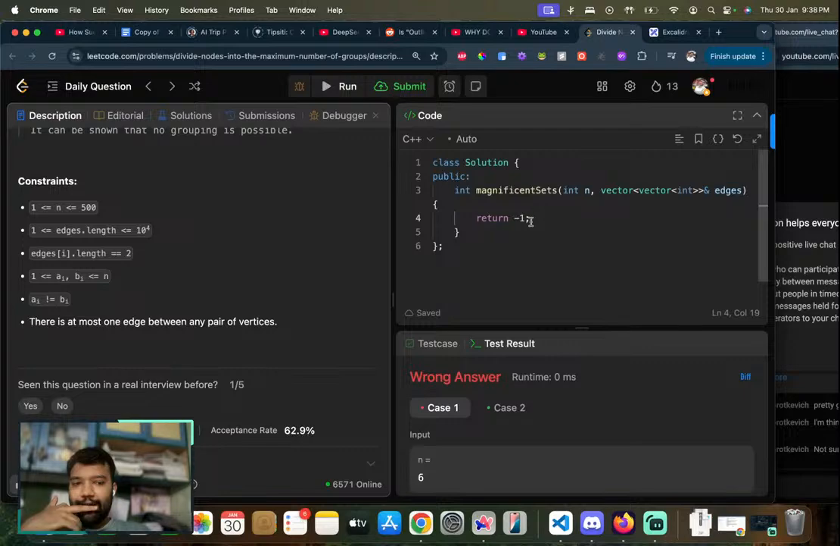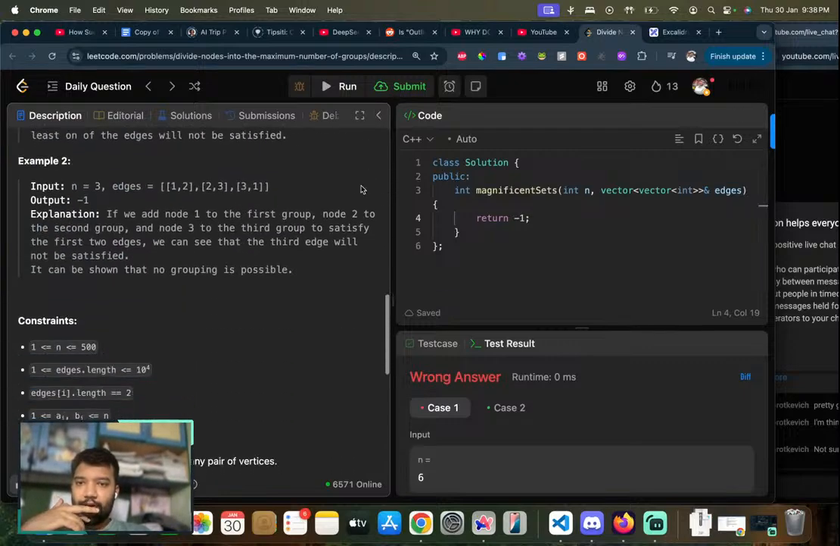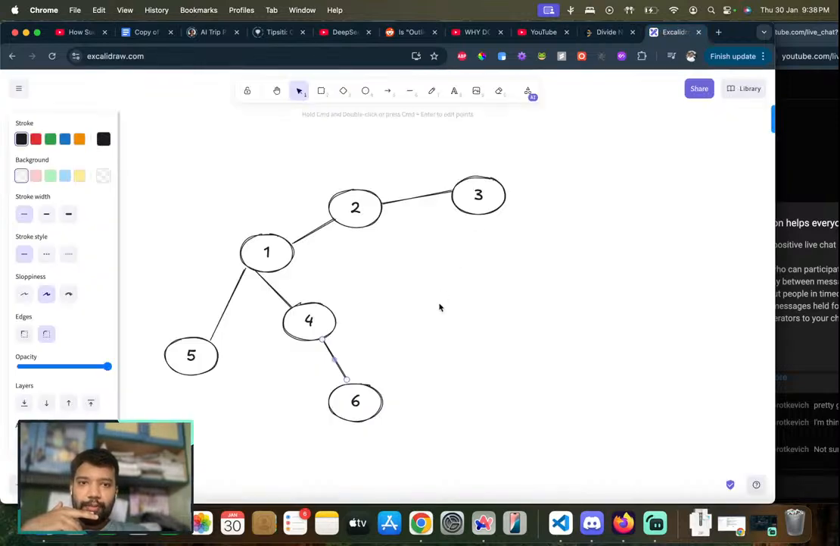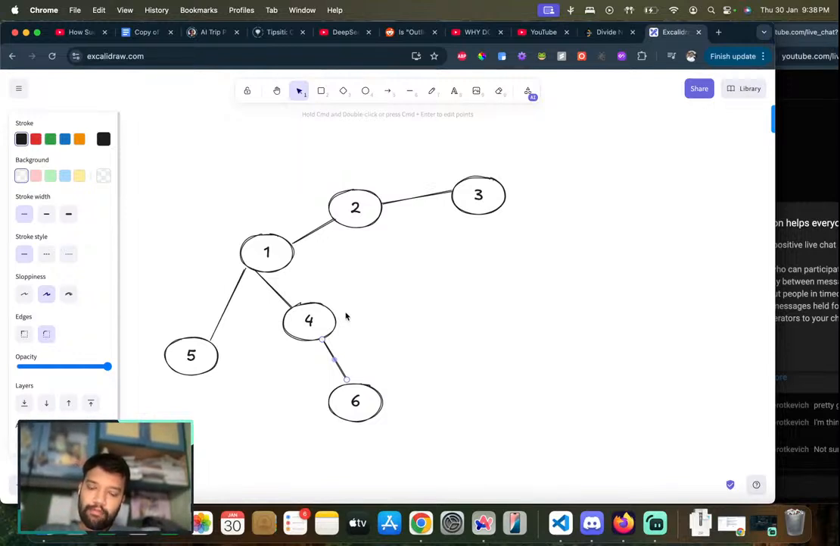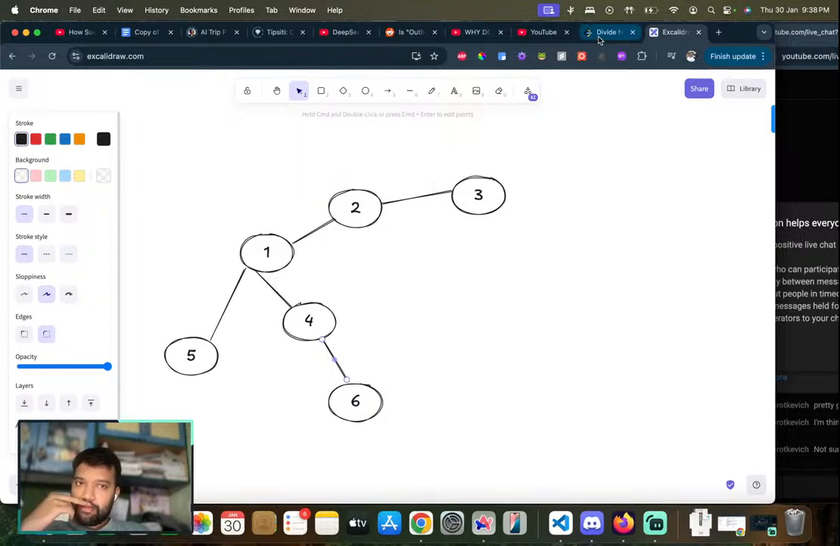One idea that I am thinking is that find all the groups, all the components, and then do a BFS or Floyd-Warshall or something which gives me the height of the tree from all the points. That is the idea. Let's see. Do I want to write it?